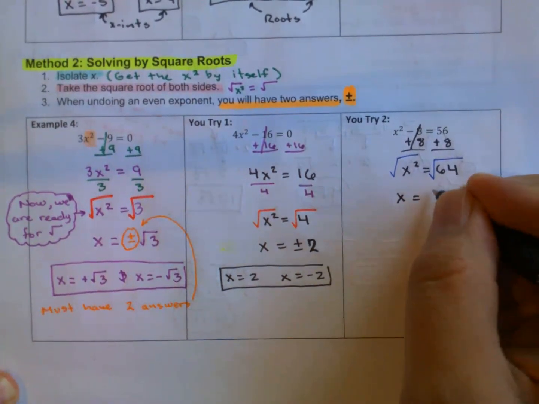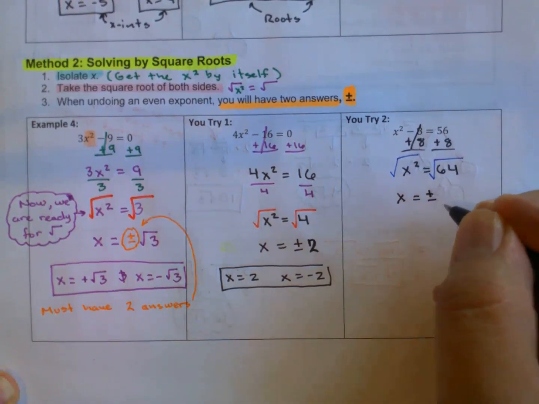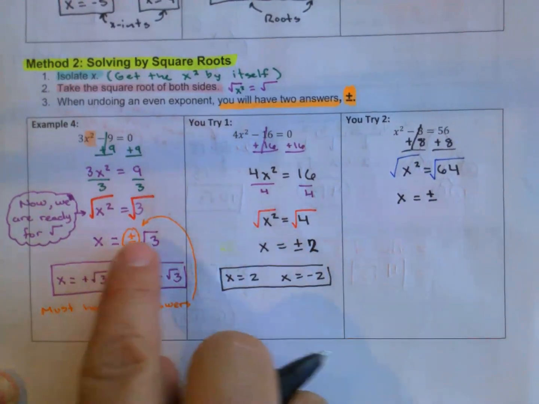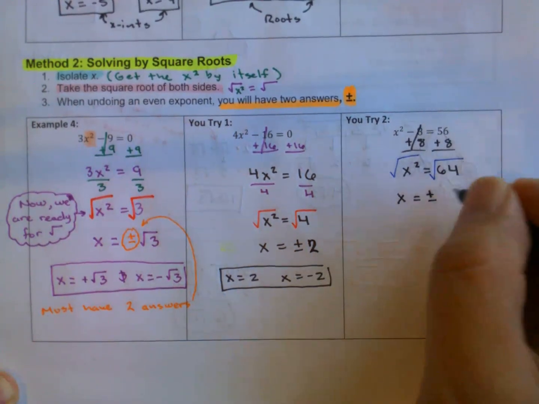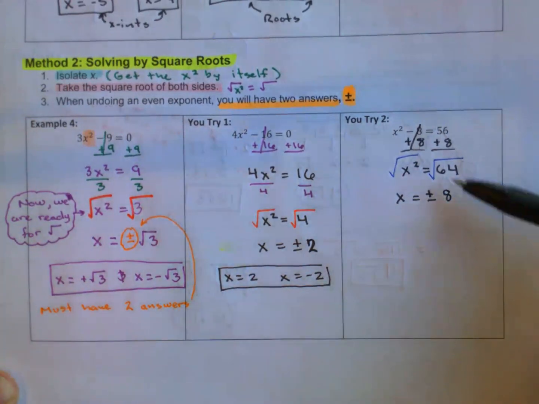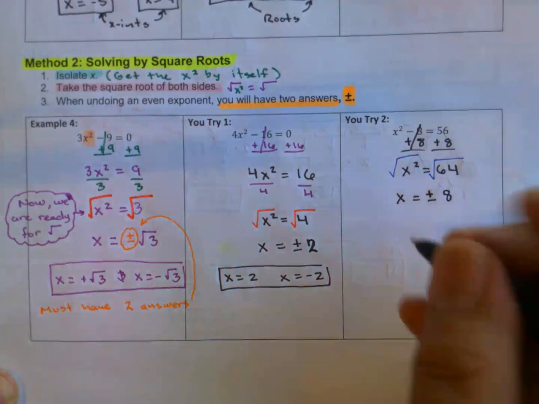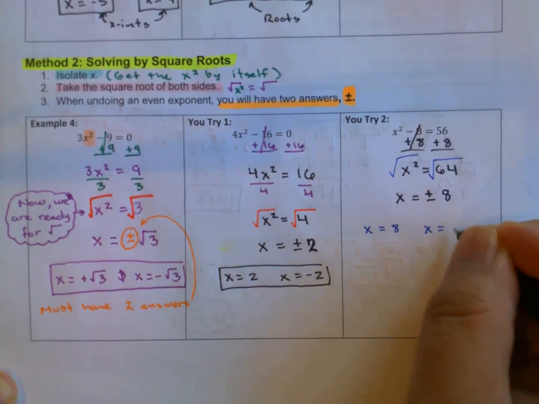So that's why the very first thing I do, I don't worry about this. I worry about writing plus or minus because we are guaranteed to have two answers. So the plus or minus is needed. And of course, the square root of 64 is 8. The whole point of taking a square root is that the number comes out of the box, right? The radical. So that's why my two answers are x is equal to 8 and x is equal to negative 8.